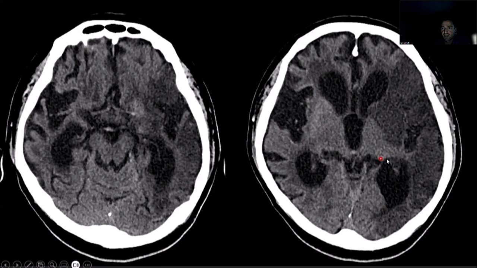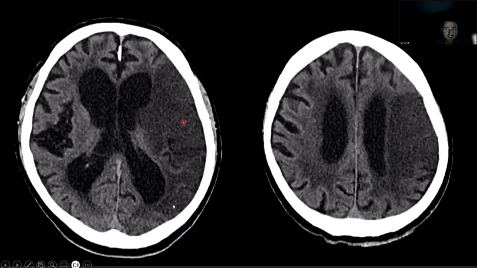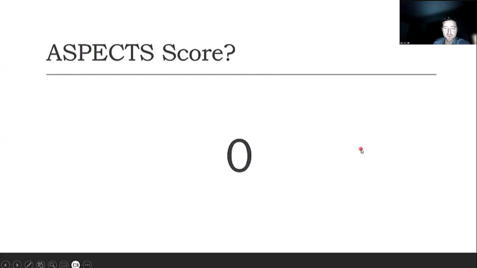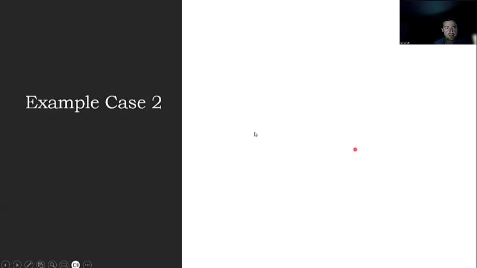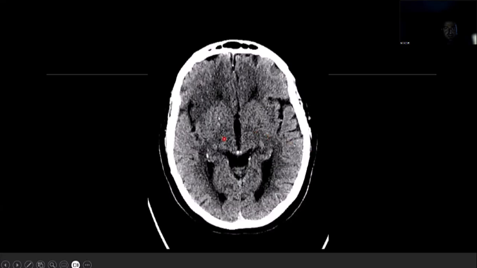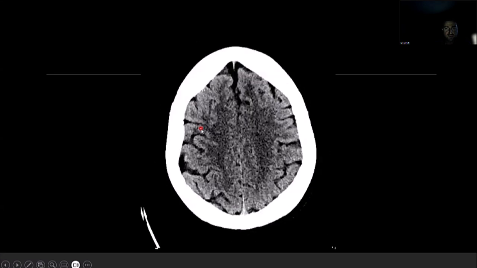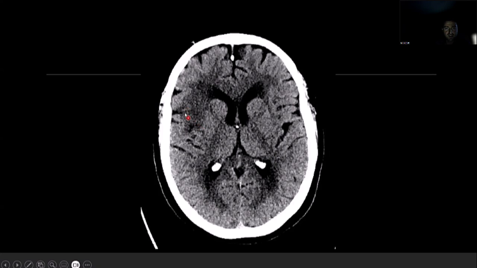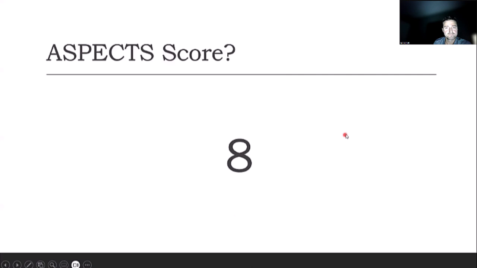An example case. This guy's not doing so well. There's loss of gray-white differentiation in your M1, M2, M3, your insula, your lentiform, your internal capsule, your caudate, your M4, 5, 6. So this is an aspect of 0. Another example case. We have early loss of gray-white differentiation within the insula and a small amount in the M2. So this would be an aspect of 8.